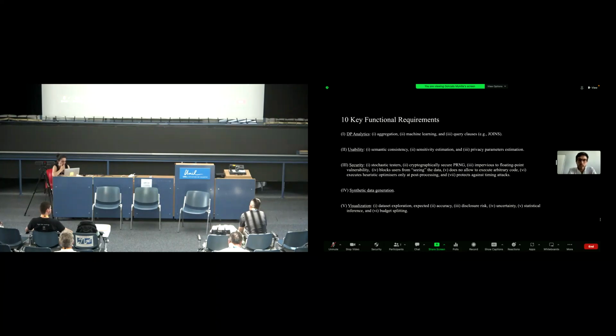So based on all the interviews that I conducted, all the things that I learned, and all the analysis that I did on the private open source privacy tools that are available today, I came up with a set of 10 key functional requirements that these differential privacy tools should have so that they are more deployable in practice. Obviously, the first one is they should enable DP analytics, but also usability is very important.